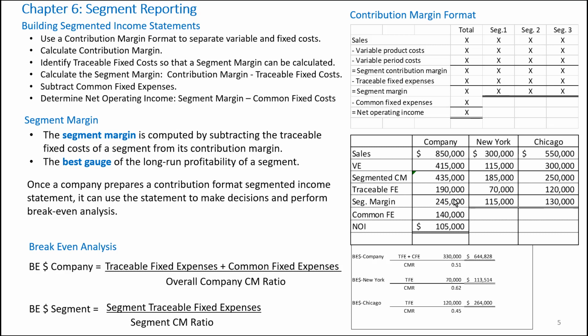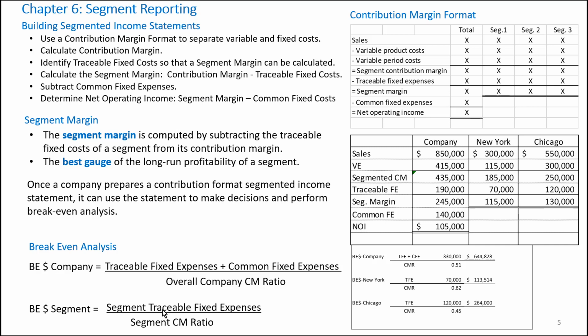So the segment margin again is computed by subtracting the traceable fixed costs of a segment from its contribution margin. The segment margin itself is referred to as the best gauge of long-term profitability for the segment. So when looking at segments, that's what you're looking at.